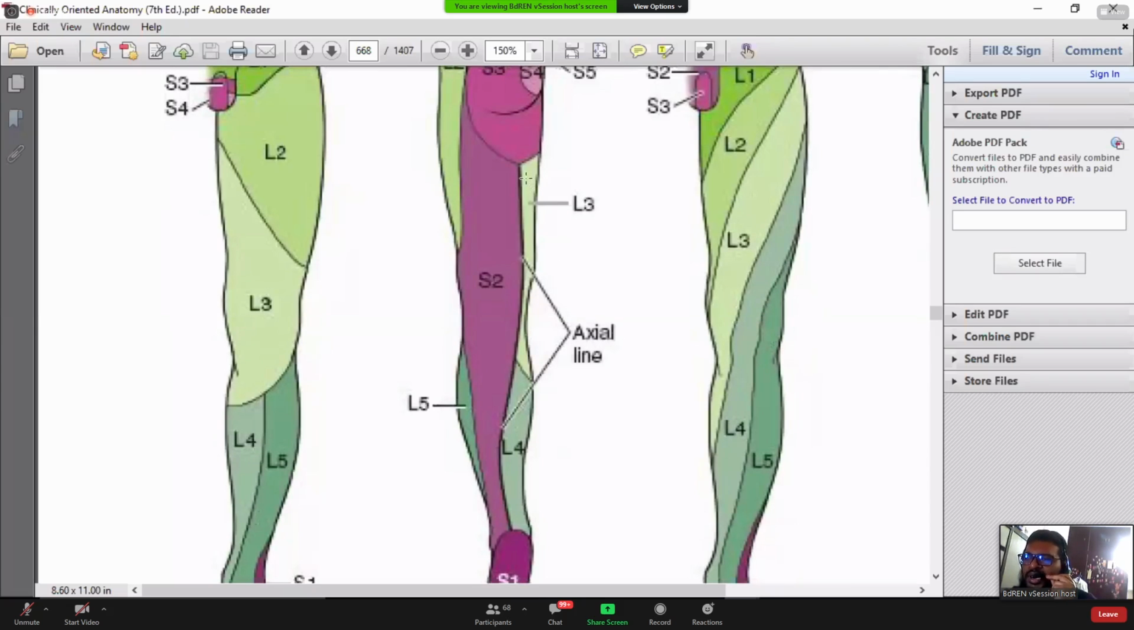But you can see on this lateral side is S2, and on the medial side it is L3. No continuation between these two. Similarly, this is S2 here, this is L4 here, so no continuation between these two. So an axial line is the line where two discontinuous dermatomes meet. Right? So you must know these things.